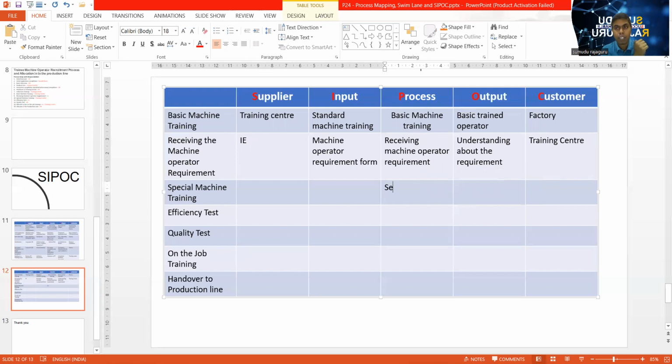Then the next step is special machine training. Special machine training. What is the input? Operator requirement.